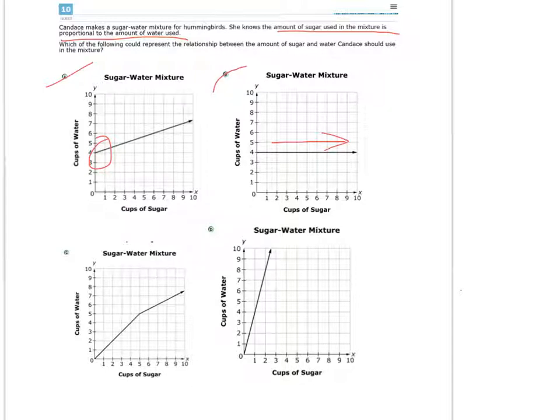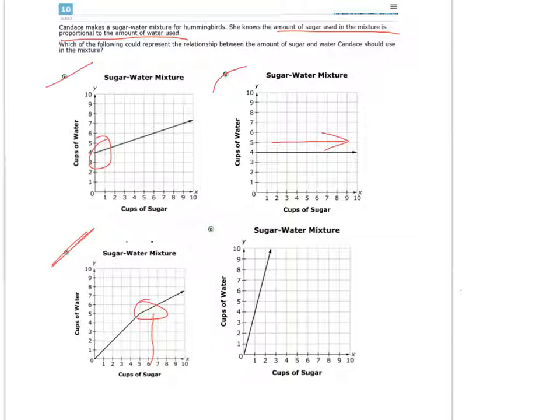For letter C, we do notice it does start on the origin, but then we see that up here it looks pretty consistent: for every 1 cup of water, there's 1 cup of sugar, and for 2 cups of sugar, there's 2 cups of water. But then all of a sudden, it breaks off right around 6, and the proportional relationship changes. It has to be consistent every single time. So once the constant is broken, it's no longer proportional. So that is also incorrect.